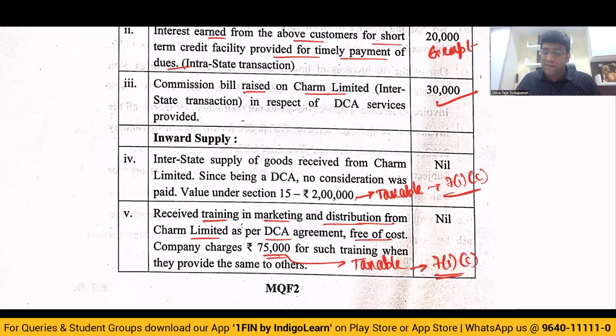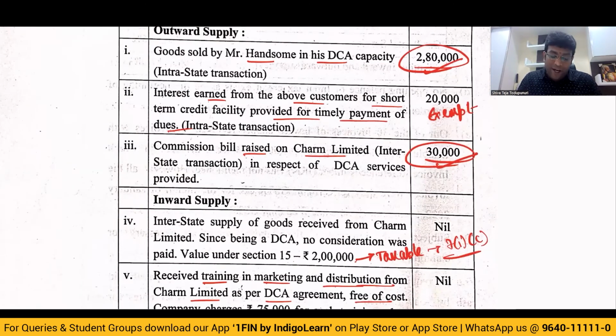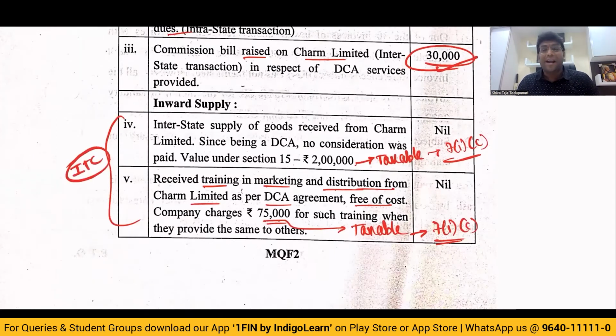So first point, we will calculate output GST. Third point, calculate output GST. These two points, calculate input tax credit, set off that credit and calculate net GST payable. That's it.